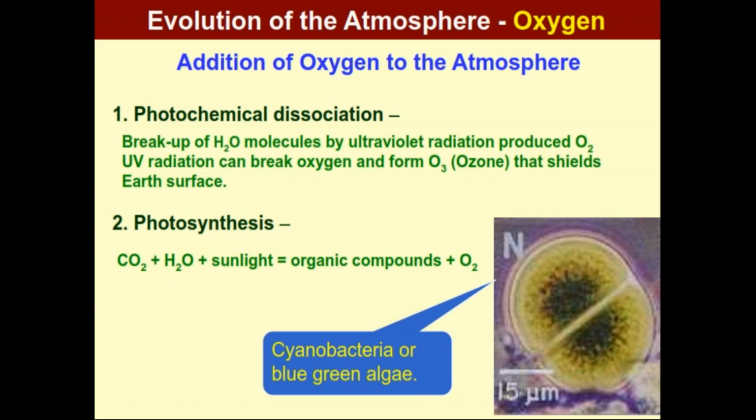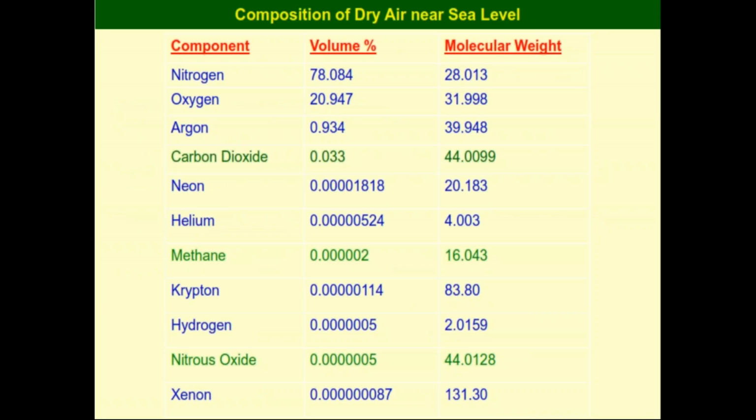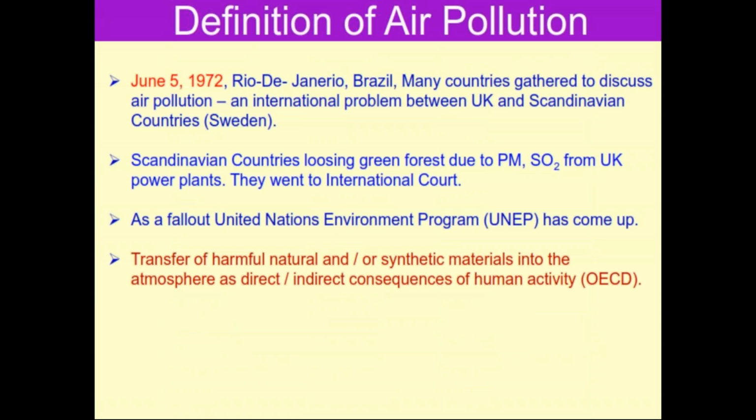Cyanobacteria, or BGA, blue green algae, etc., also carry out this process of photosynthesis. So during this photosynthesis, oxygen evolves, and after a long time this oxygen is about 20.947, or simply around 21% by volume, as it occupies the earth. And you can see here a number of gases like nitrogen, oxygen, argon, neon, carbon dioxide, helium, methane, krypton, hydrogen, nitrous oxide, and xenon. These are the percentages by volume available on earth.